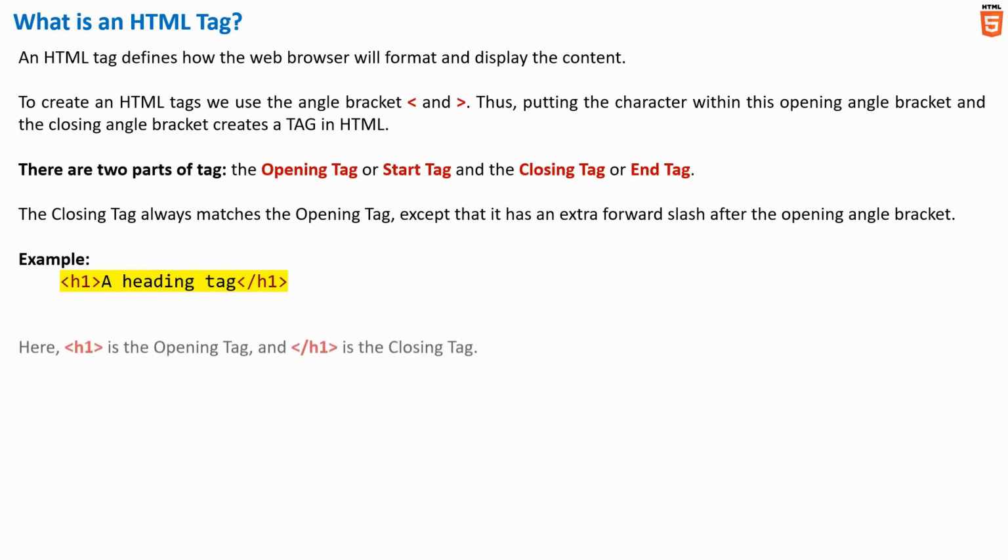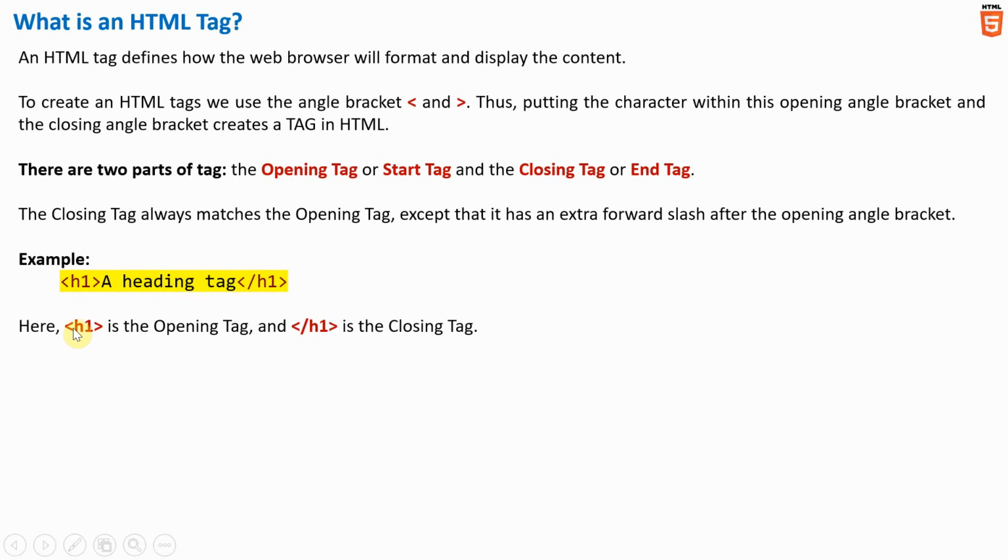Now in this example, angle bracket H1 and the closing angle bracket is an opening tag, and angle bracket forward slash H1 and the closing angle bracket represents the closing tag. So in this example, we have both the opening tag and the closing tag, and there is some content in between this opening tag and the closing tag.